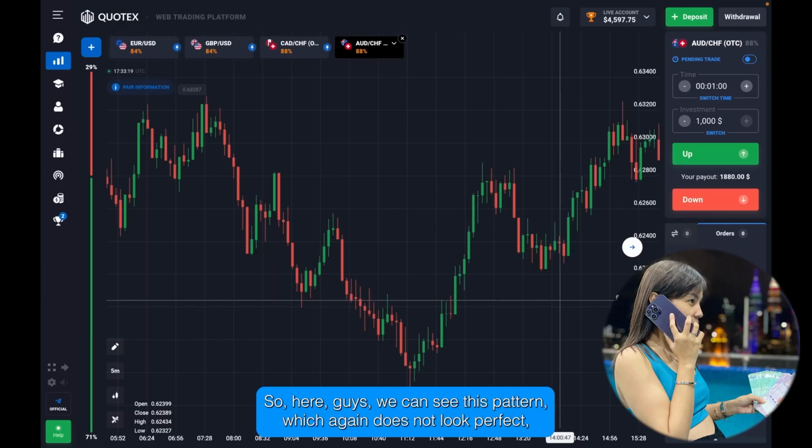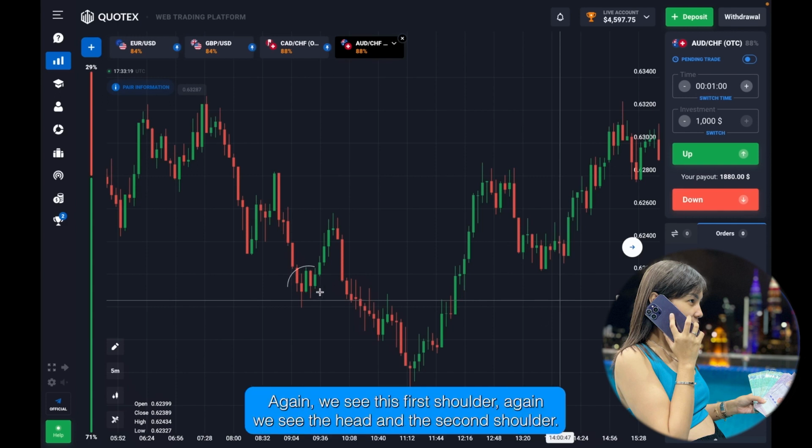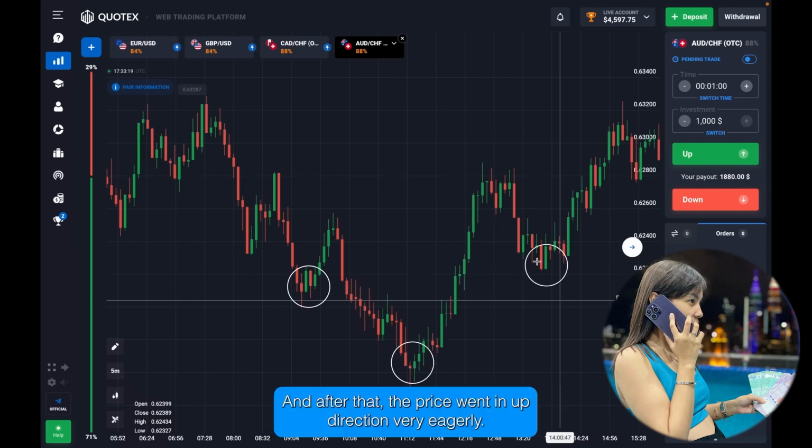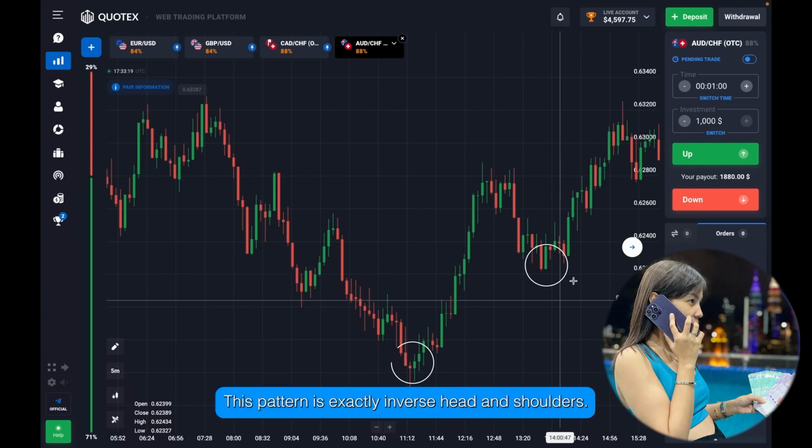So here, guys, you can see this pattern, which again does not look perfect, but in real life you have to understand this. Again we see this first shoulder, again we see the head and the second shoulder, and after that the price went in an up direction very easily. This pattern is exactly inverse head and shoulders.